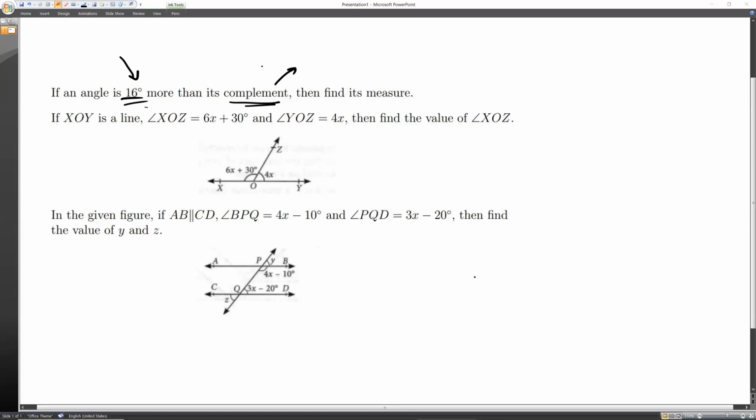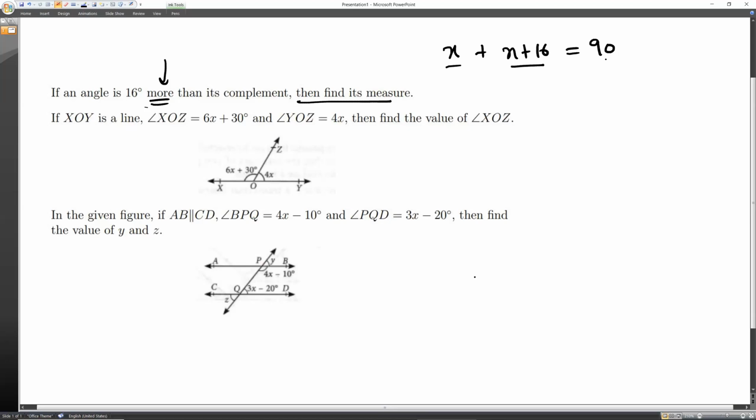We have to check the questions, and here the question has an error. Okay, I have not checked this one; I just checked this one. So here, if one angle is 16 degrees more than its complement, then find its measure. So we will say let the first angle be x, the second angle will be x plus 16, and their sum should be 90 degrees. Now you have to find the value of x.